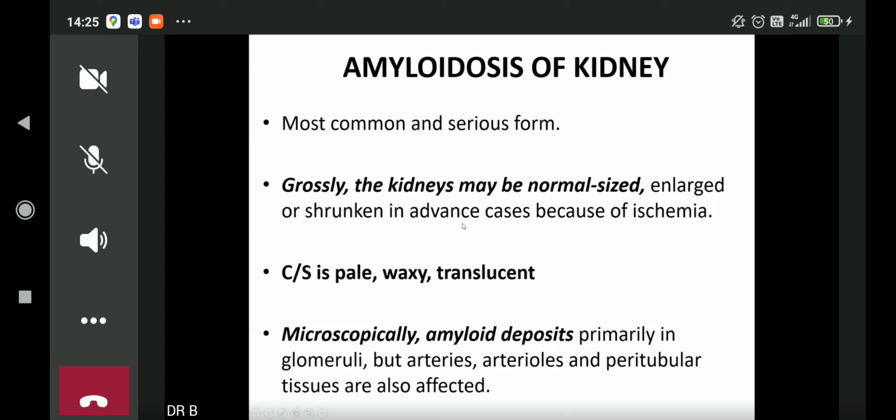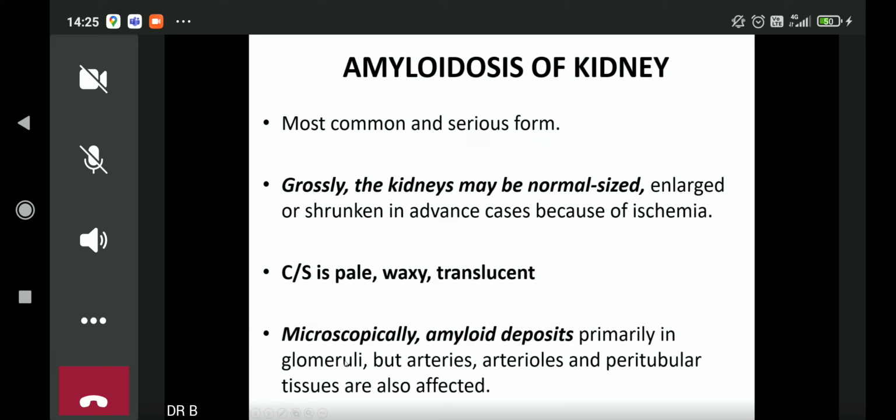Then in cases of amyloidosis of kidney, grossly the kidneys may be normal. It can be enlarged or shrunken, like I told you in advanced cases. On cut section, it is pale, waxy and translucent. Microscopically, the deposits are in the glomeruli primarily. So for amyloid in a section of kidney, where do you look? You look into the glomeruli whether there is deposition. Then you can follow later on, see in the arteries and peritubular areas. So this is a gross, it's a pale, waxy kidney.